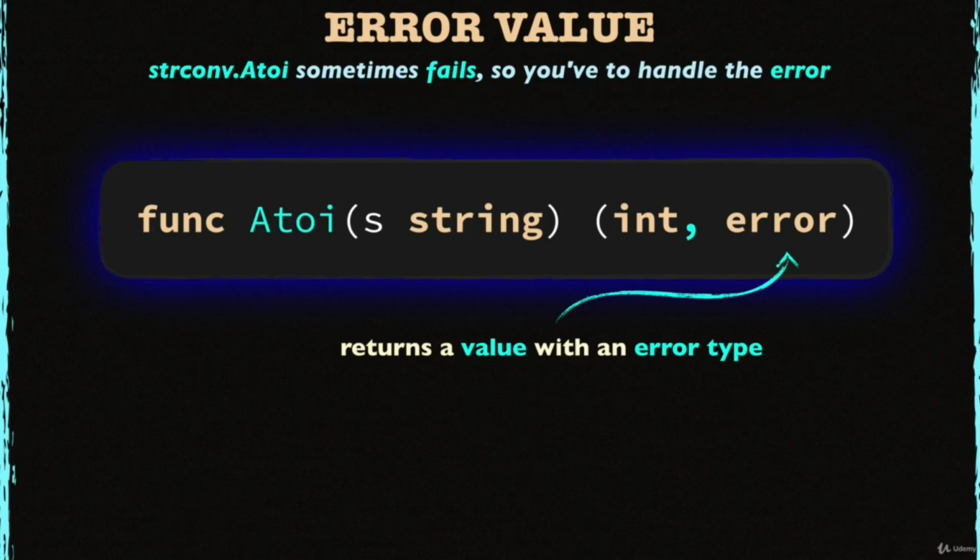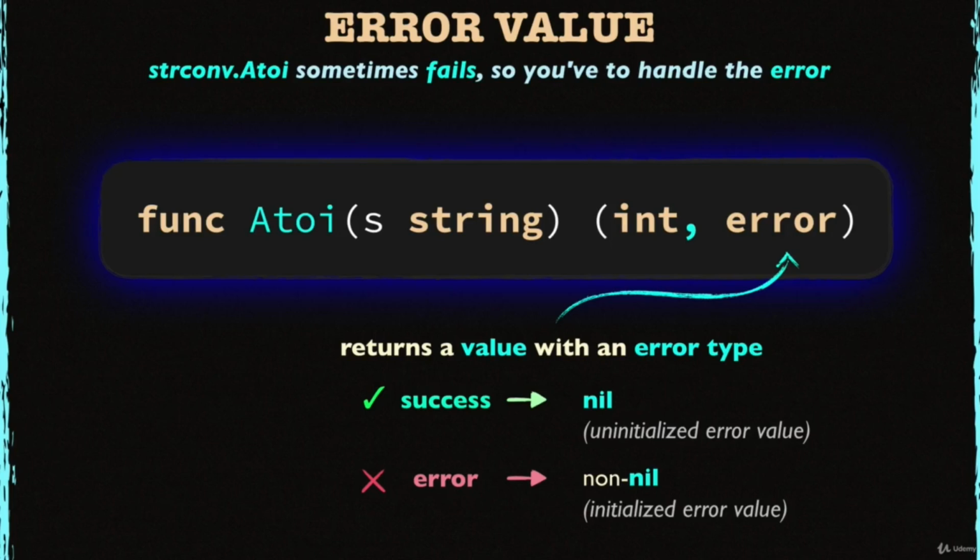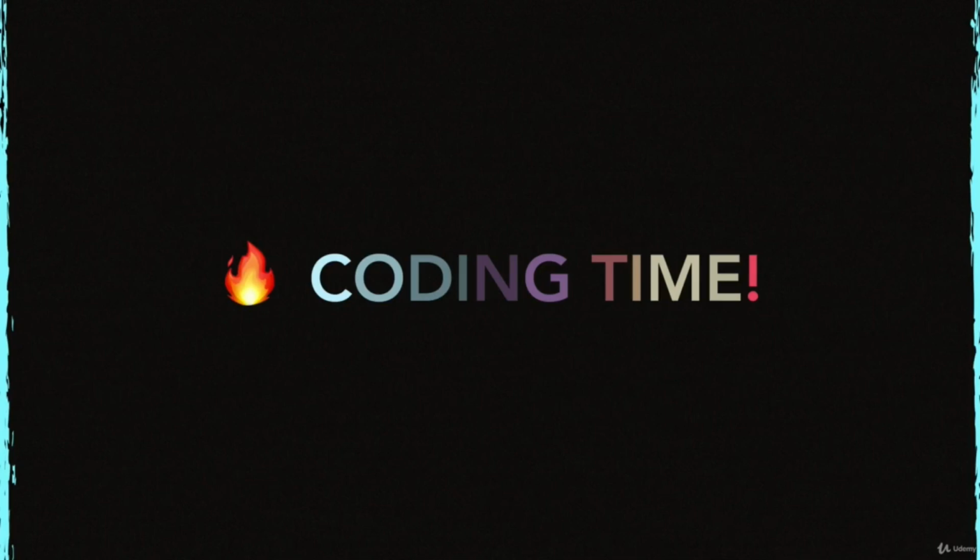Okay, now let's take a look at its error value. When it returns a nil error value, it means that the function is successful. So you can use the converted int value, okay? Otherwise, when it returns a non-nil error value, it means that the conversion has failed and it couldn't convert the passed value to an integer. Let me show you this function in the coding editor as an example so you can understand it better.